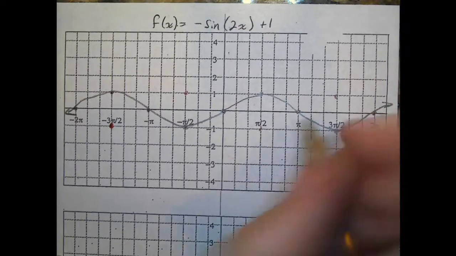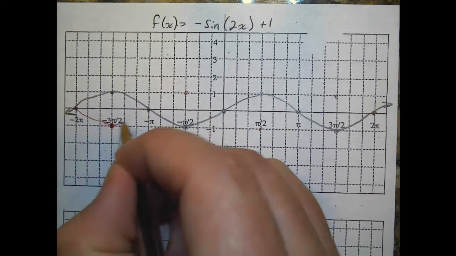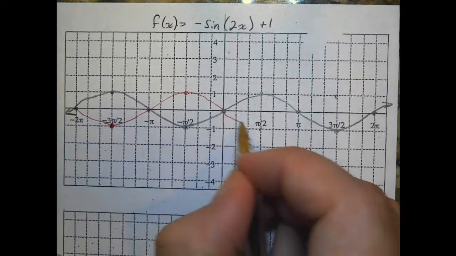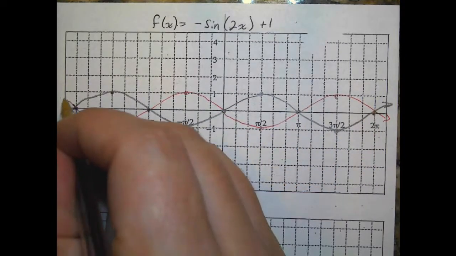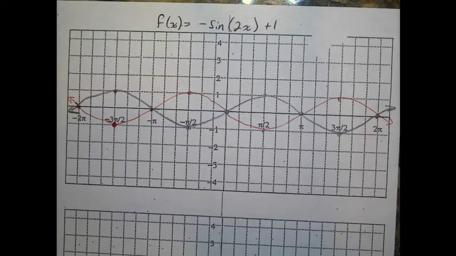Oh, but you guys can't see that. All right, so just multiplying the y's by negative 1 essentially flips it over the x-axis. It's a reflection over our x-axis.